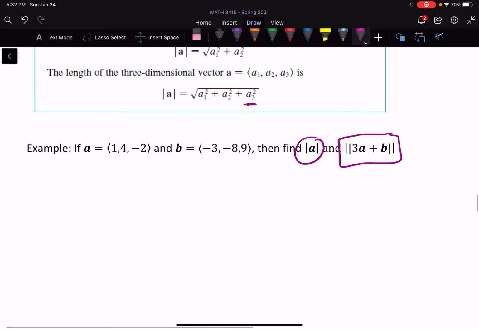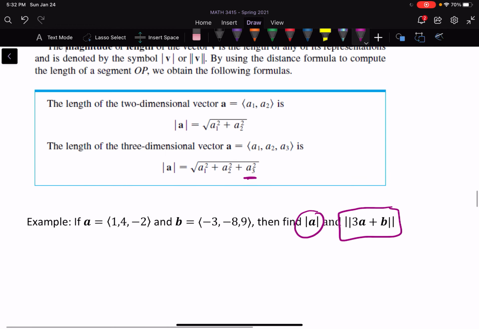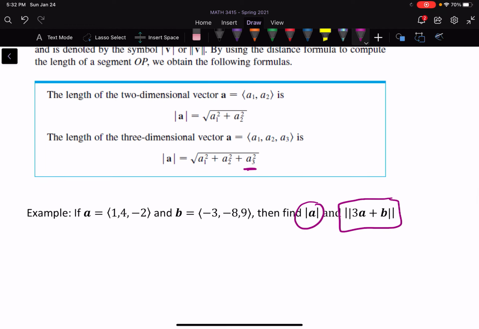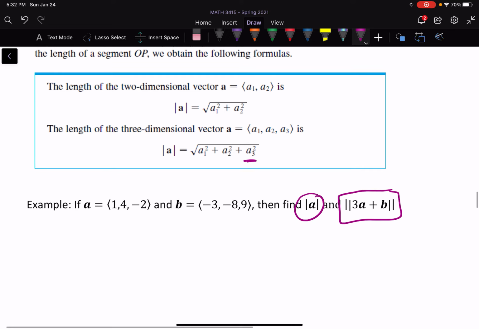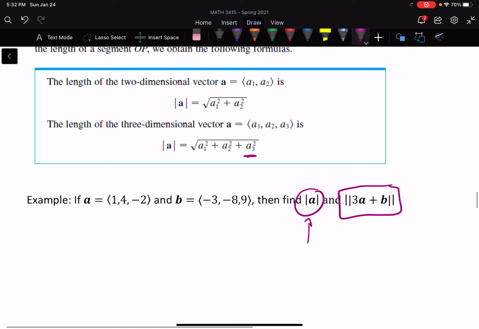Okay, so notice I use two different notations here. They mean exactly the same thing, whether you use one bar or two bars. Sometimes when you have two bars, that means something slightly different, but in this class, it does not mean anything different. Keep in mind the magnitude of a vector doesn't mean make them all positive. That means actually take the length of the vector.